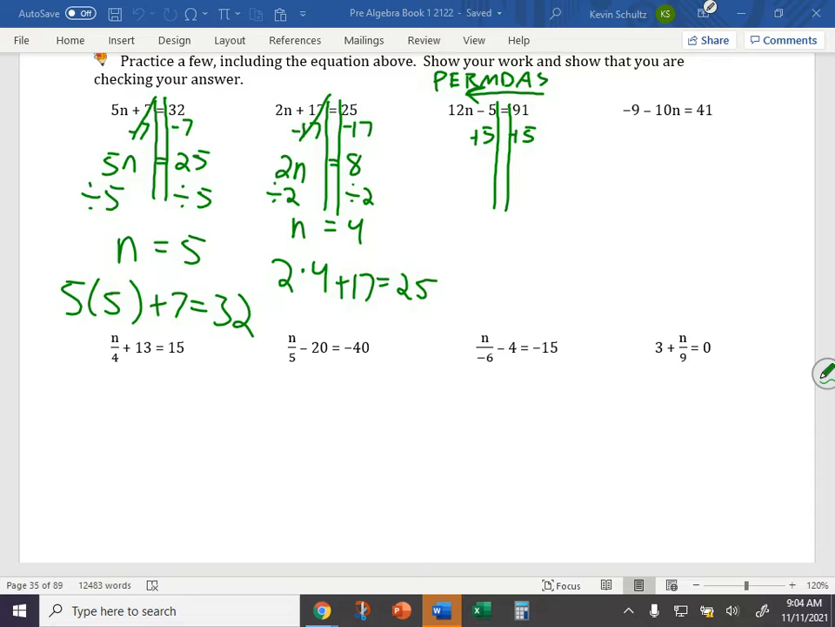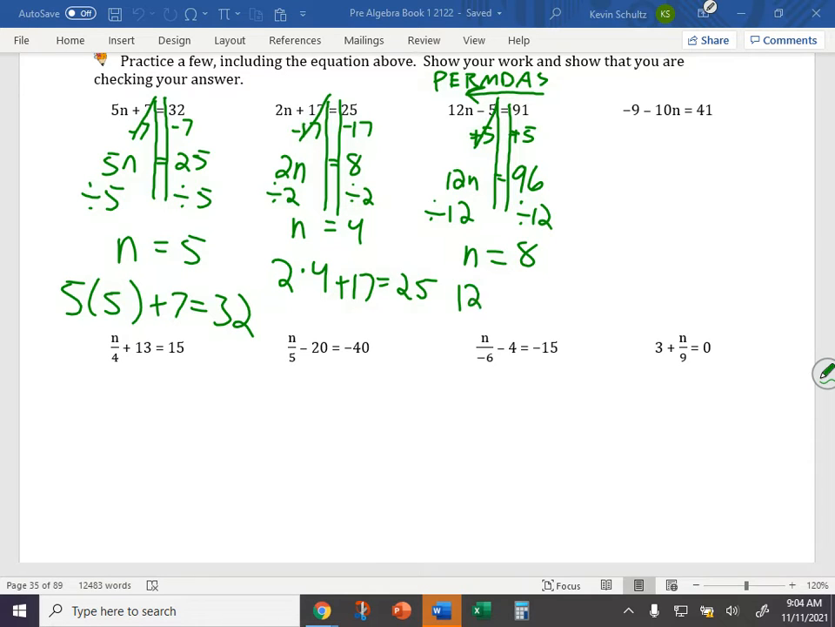That's a plus 5. Sorry. My plus sign doesn't have good horizontal distance there. Okay? Plus 5. Right? And it is that way because -5 plus 5 equals 0. They cancel out. On the right side, 91 plus 5 equals 96. And now we're going to be dividing by 12 to get n by itself. And 96 divided by 12 is 8.